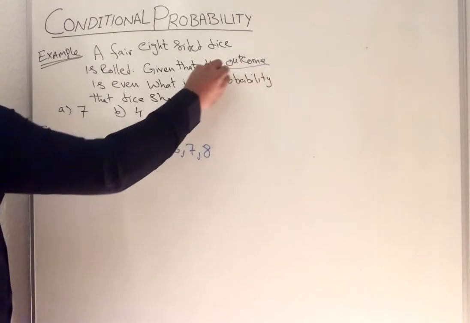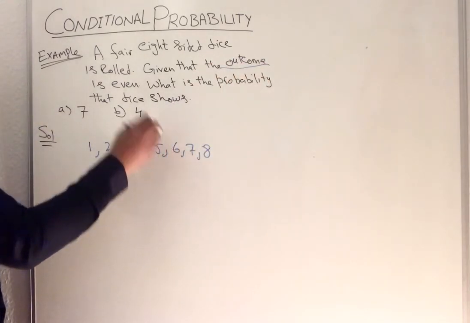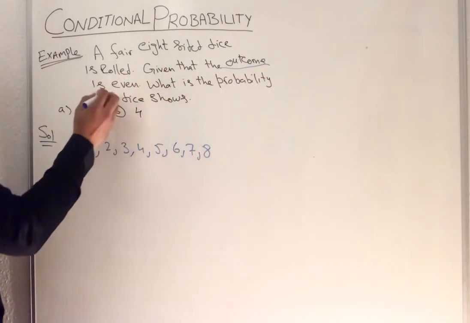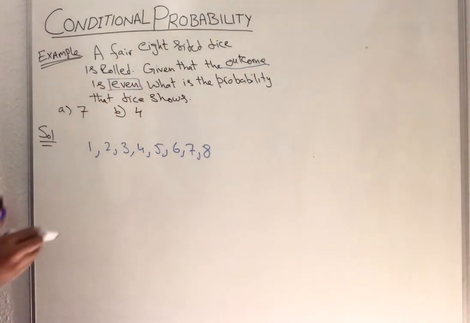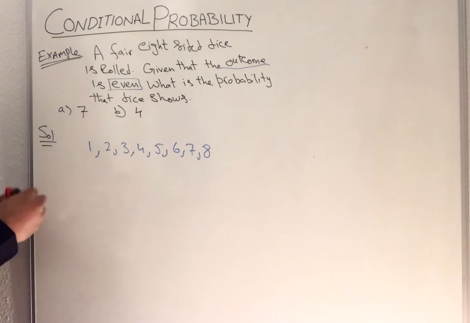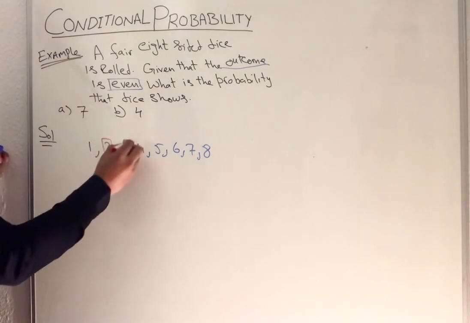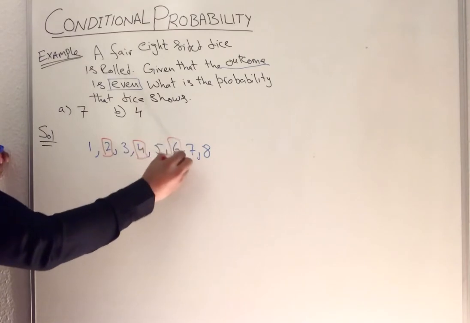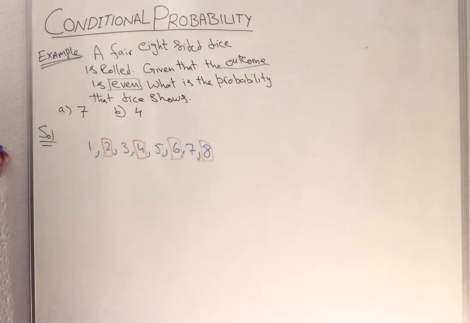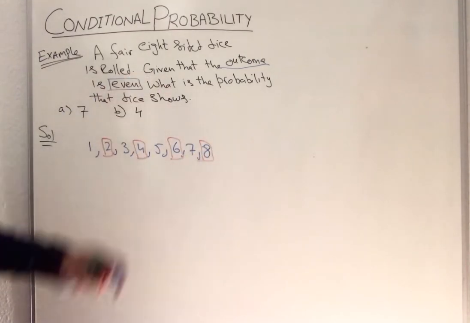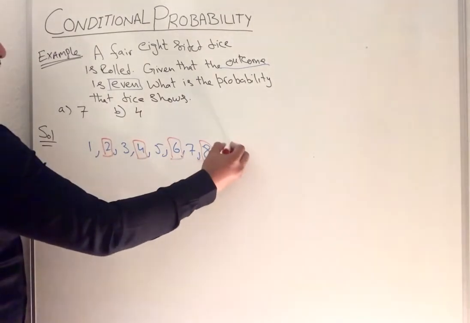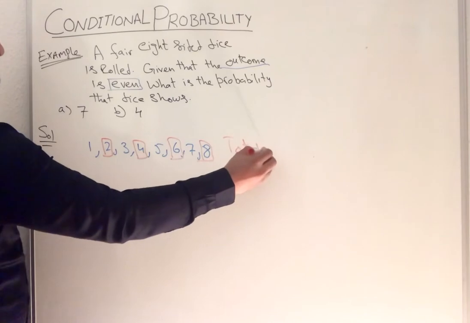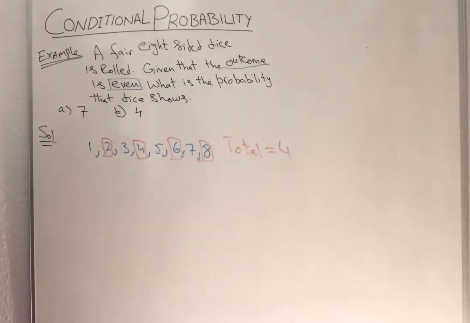These are our total outcomes for 8-sided. But the condition they gave is even. Even means we need to select even numbers out of that 8. So 2 is even, 4 is even, 6 is even, and 8 is even. So how many total outcomes are there? We got total outcomes of 4 now.